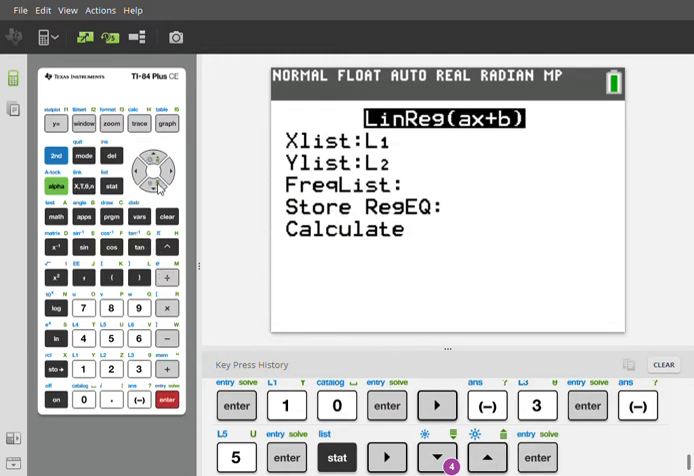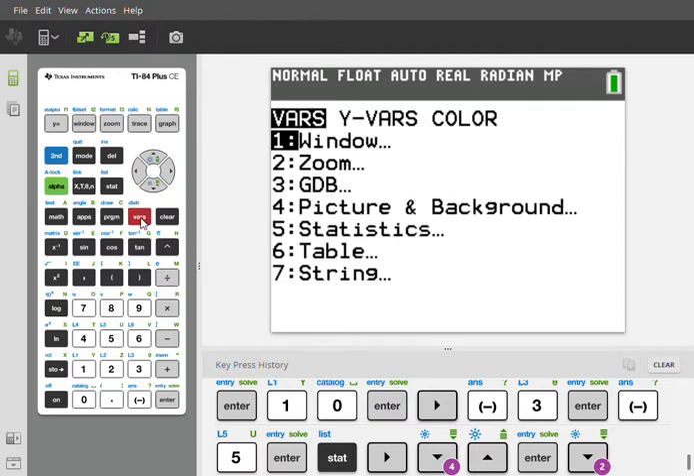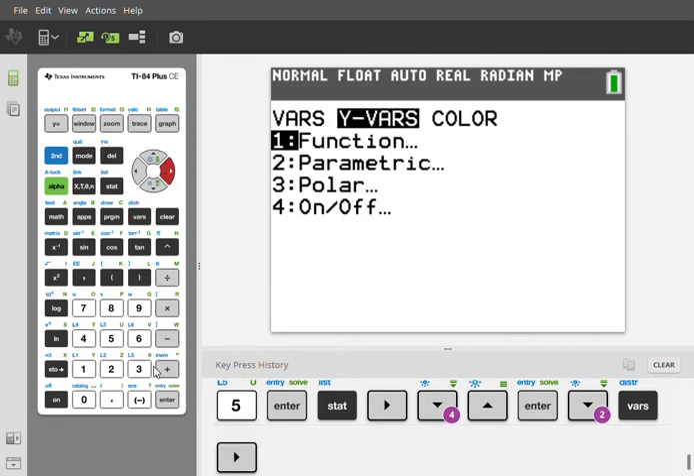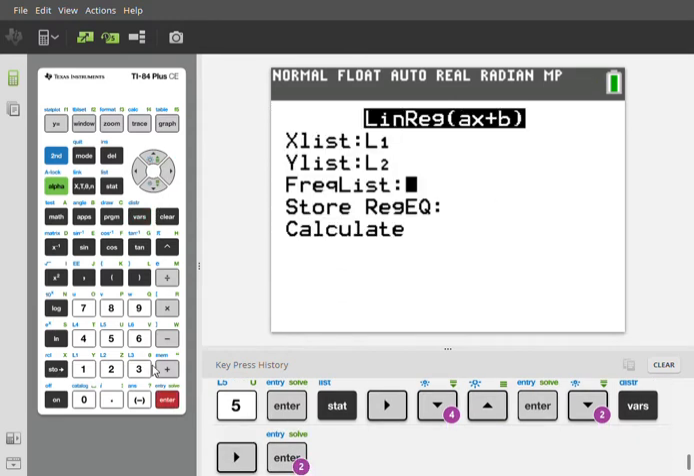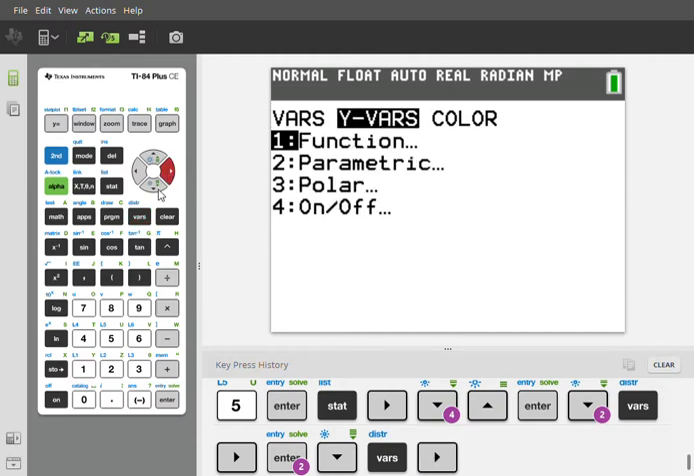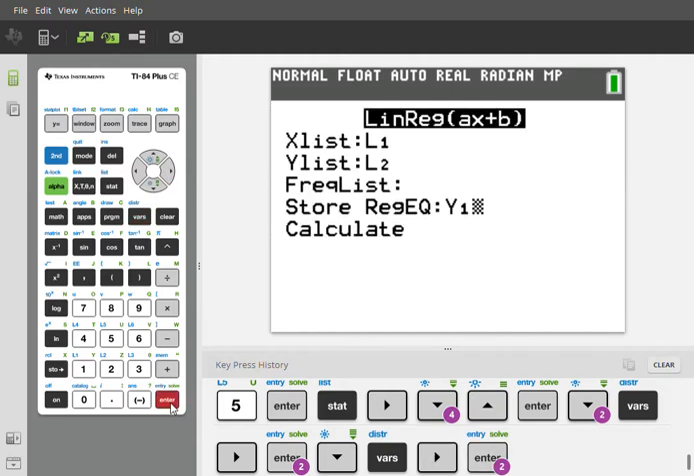Okay. And again, that tells the calculator to count the values in L1 as your x coordinates, the values in L2 as your y coordinates. And let's call this thing y1. On the more complicated problems, it's probably a really good idea to do that. So go to Variables, Y Variables, Function, y1, and we really should put that under Store Regression Equation. Let me try that again. Variables, Y Variables, Function, and y1.